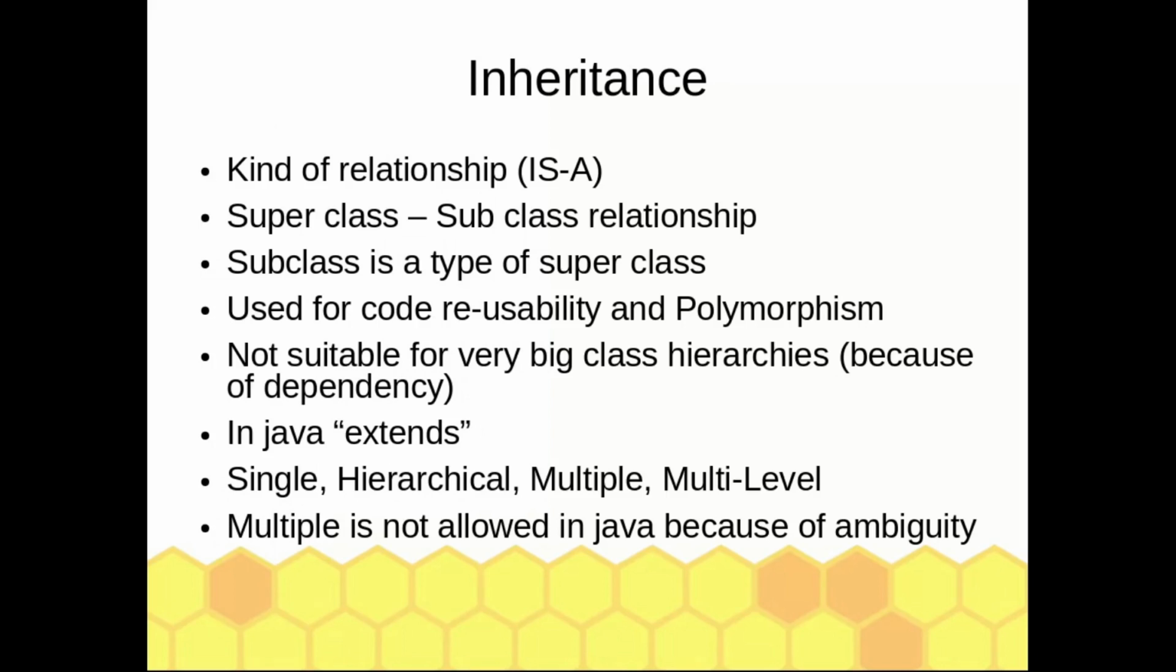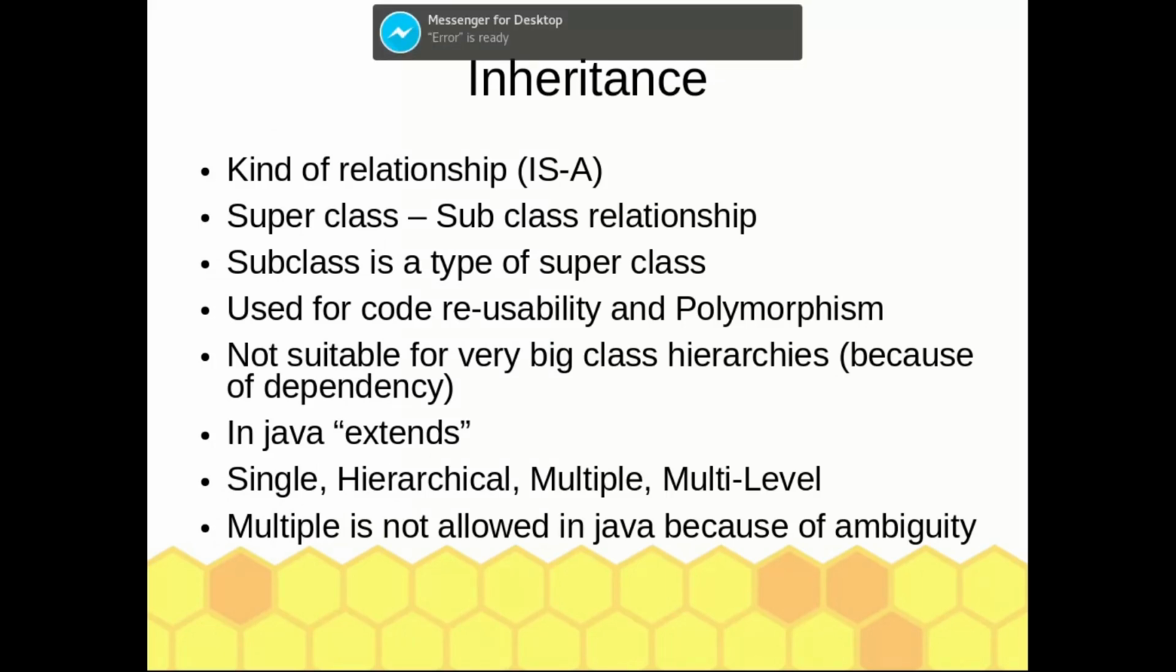it makes huge dependency. To inherit in Java, we use the extends keyword, and there are four types of inheritance in programming. They are single inheritance, hierarchical inheritance, multiple inheritance, and multi-level inheritance. But Java doesn't allow multiple inheritance because it makes ambiguity. But we can implement multiple inheritance using interfaces because then we can prevent ambiguity.